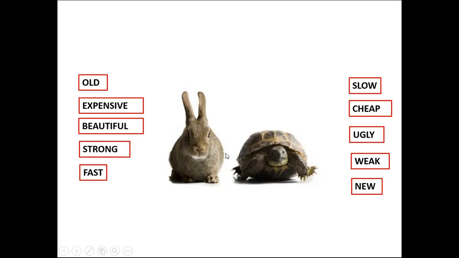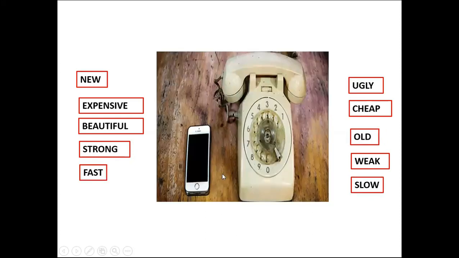This is a rabbit and this is a turtle. A rabbit and a turtle. The rabbit is fast, right? The rabbit is fast, but the turtle is, in comparison to the rabbit, the turtle is slow, right? So the rabbit is fast and the turtle is slow.